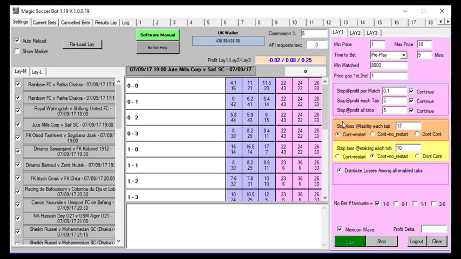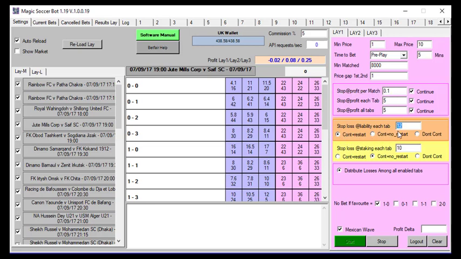Okay, now these are new additions, so most of you won't have seen them. Stop at a loss liability each tab. Now here I've got 12. This means if we have some losses on the tabs and the bet's steadily creeping up, if the bet is going to risk us more than £12, or $12, whatever you put in there, then the bet will not be placed and it will revert back to trying to win the 10p, or whatever you've got up here, in the match.